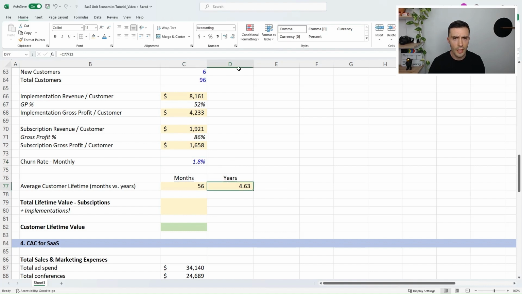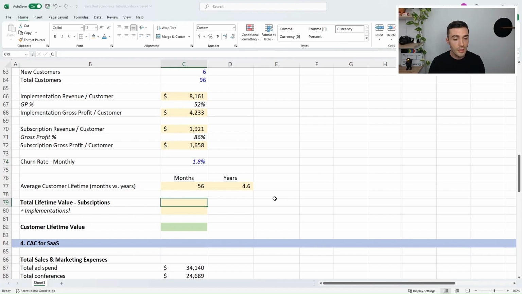Keep a close eye on whether you're provided a churn rate that's a monthly churn rate or an annual churn rate, because you're going to have to convert the result either back into years or from years back into months. So now let's think about the total customer lifetime value. This is the total gross profit we make on our lifetime relationship with a customer.